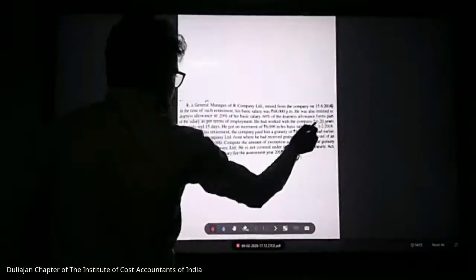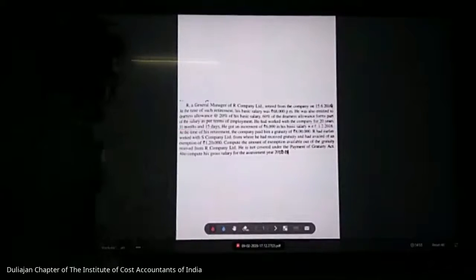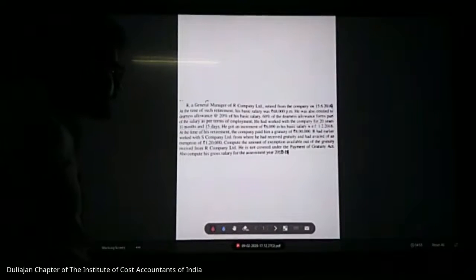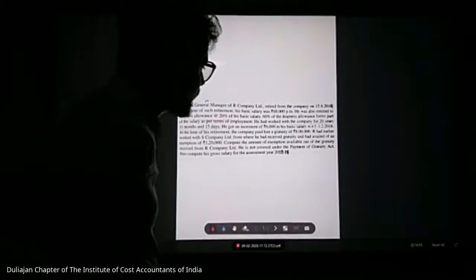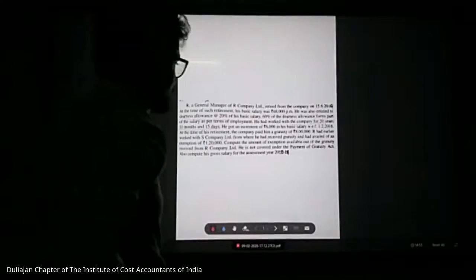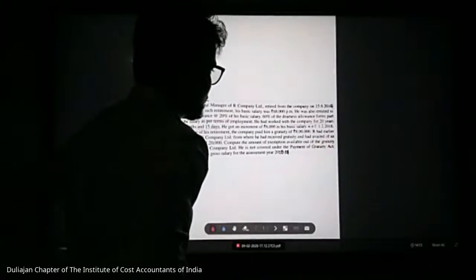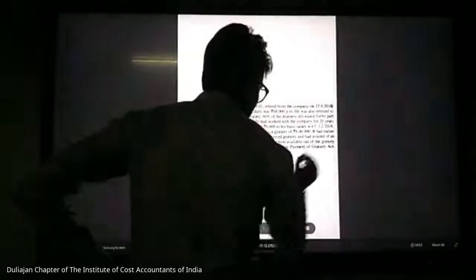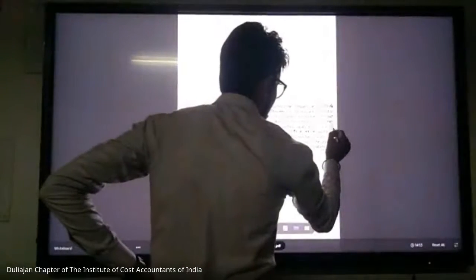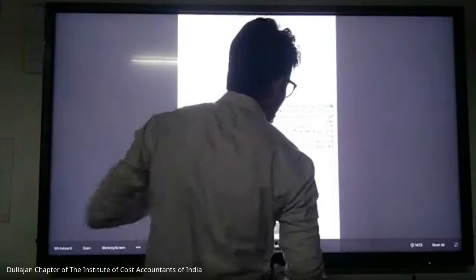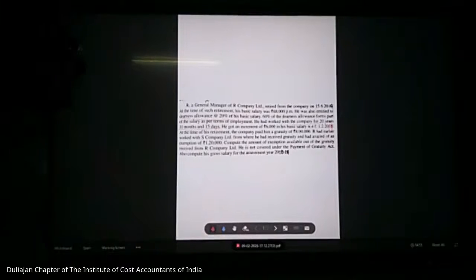So he had worked with the company for 20 years and 11 months and 15 days. He got an increment of 6,000 in his basic salary with effect from 1st of February 2019. At the time of his retirement, the company paid him a gratuity of 8 lakhs.